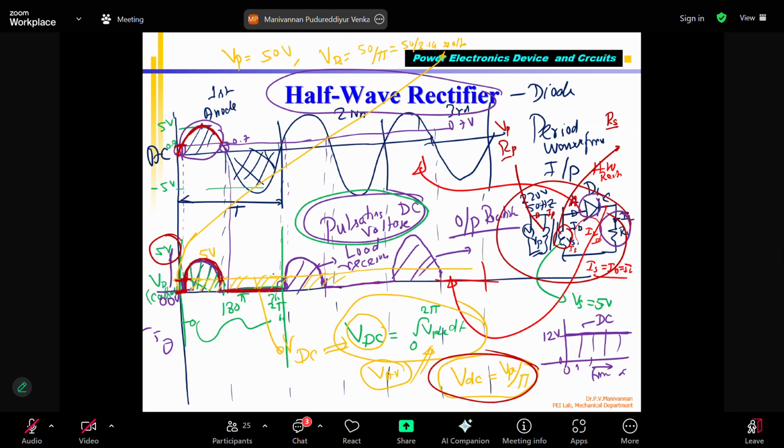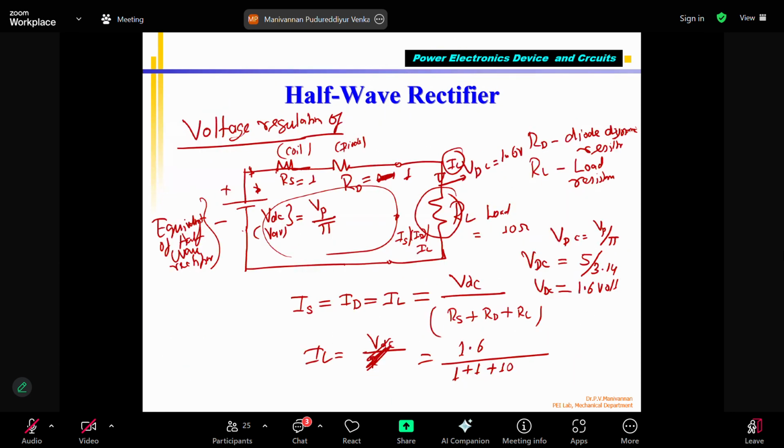Same thing happens, correct? So because of that, that's why we applied 5 minus 0.7. That is the applied voltage. But instead of that, I can use VP directly. VP is 5 volts, correct? So if I use a different voltage, say 100 volts, then 100 divided by 3.14 will be VDC.